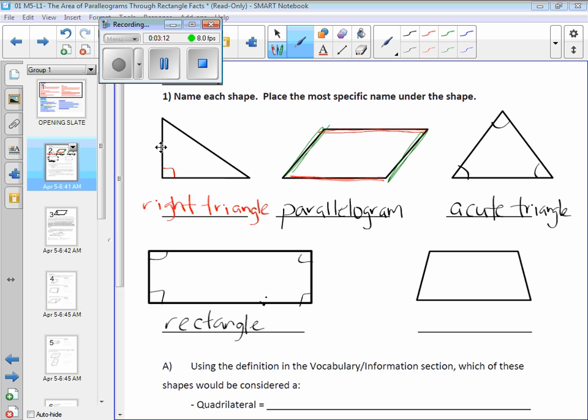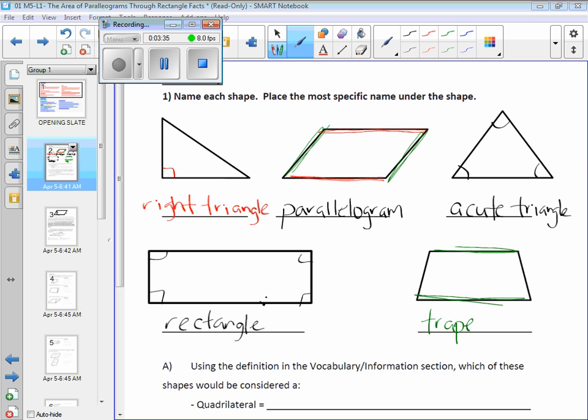This last shape, the only thing I'm going to tell you is that these sides are parallel, and that's it. Don't assume that they are equal. Obviously, they're not. Don't assume anything on angles. You know what it's called? It's a trapezoid.